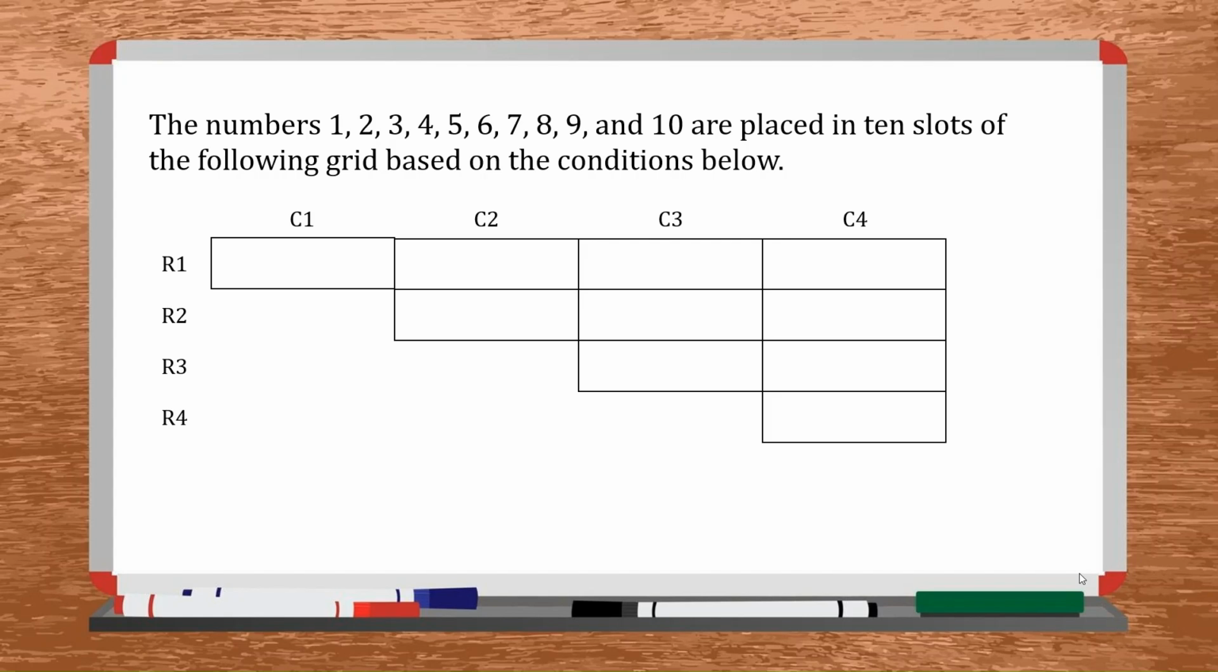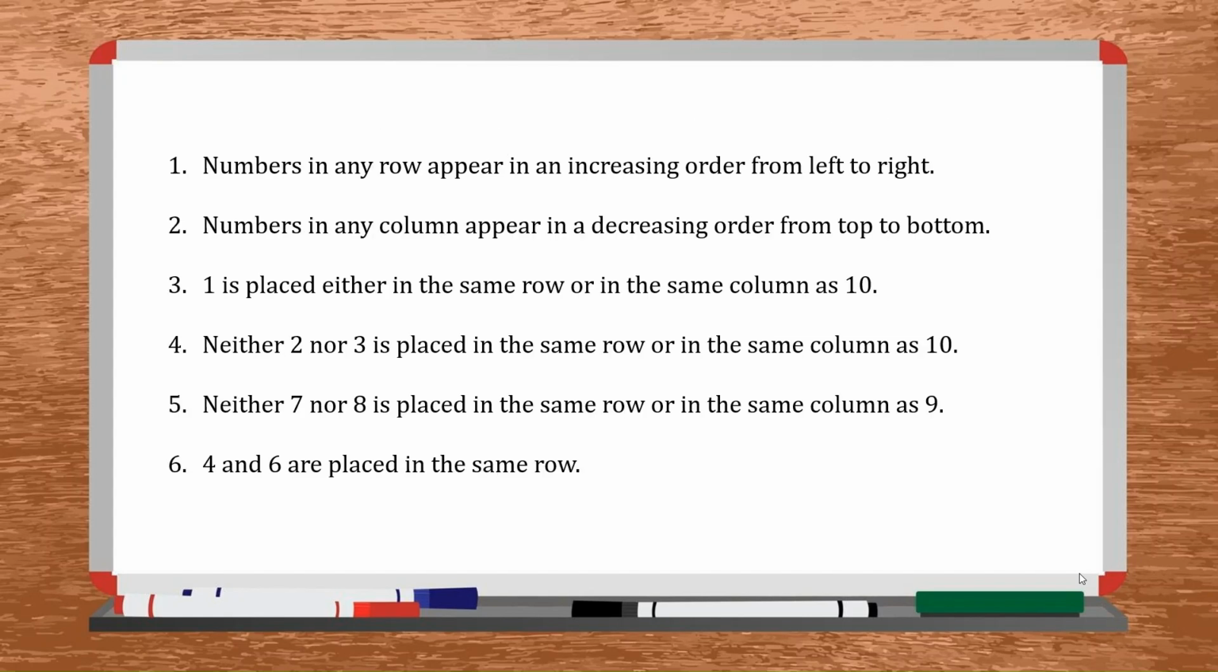And if we consider columns, for columns it's the opposite. Column C1 has only one slot, then it keeps on increasing, 2 in C2, 3 in C3, and 4 in C4. And then we have some information regarding the placement of the numbers in the slots. So first of all, whenever the numbers are being placed in a row, they increase from left to right, and whenever the numbers are placed in a column, they decrease from top to bottom.